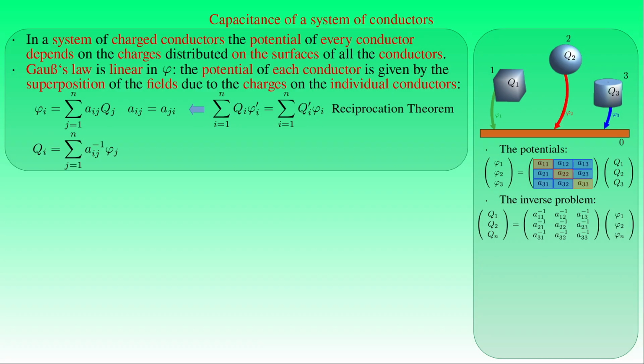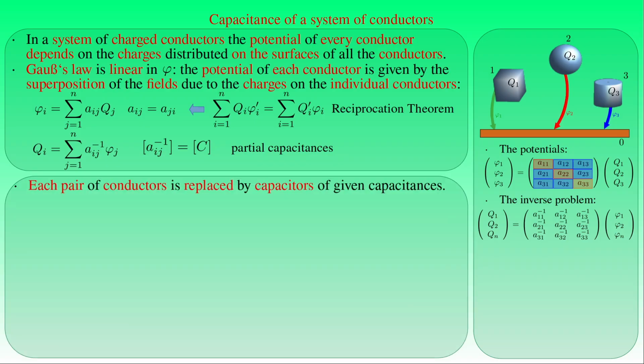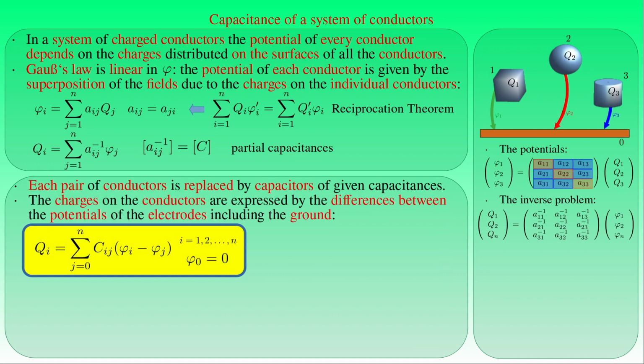Here the elements of the inverse matrix of A have the unit of capacitance and are called partial capacitances relative to the ground. Since partial capacitances can be negative, an equivalent scheme is used where each pair of conductors is replaced by capacitors with given capacitances, and the amount of charges on the conductors are expressed by the differences between the potentials of the different electrodes, including the ground. That is, the charge q sub i of the electrode i from i equals 1 to n is given by the sum of the coefficients C sub ij times the difference between the potentials phi i and phi j of the electrodes i and j, from j equals 0 to n. Here the potential phi 0 of the earth is equal to 0.